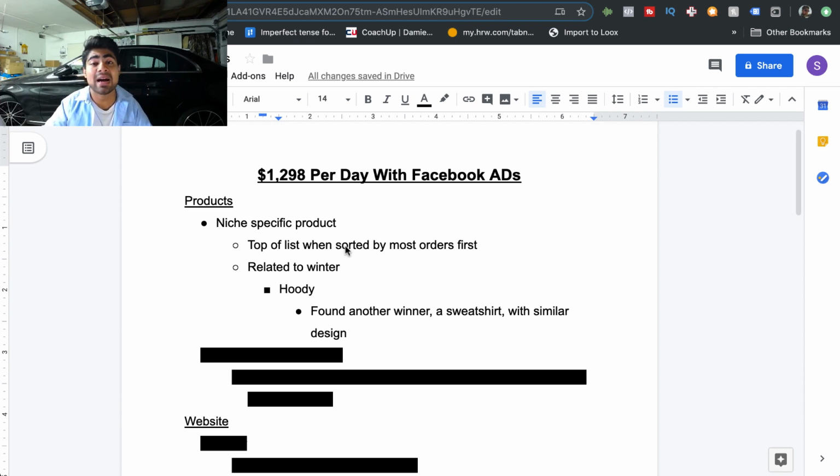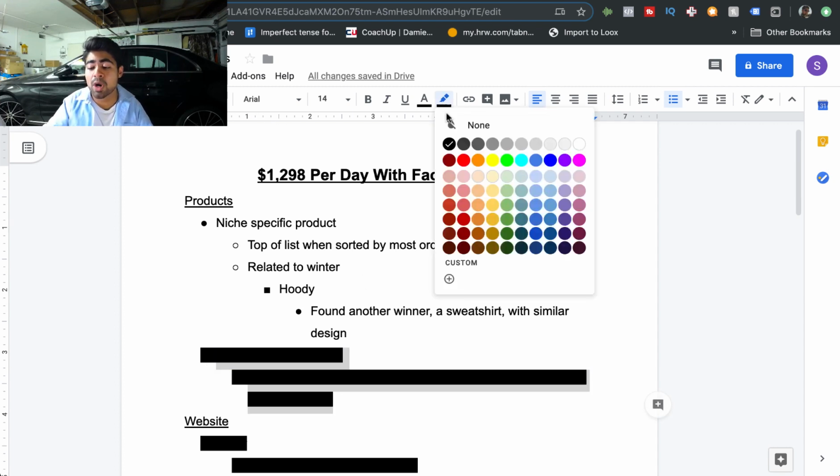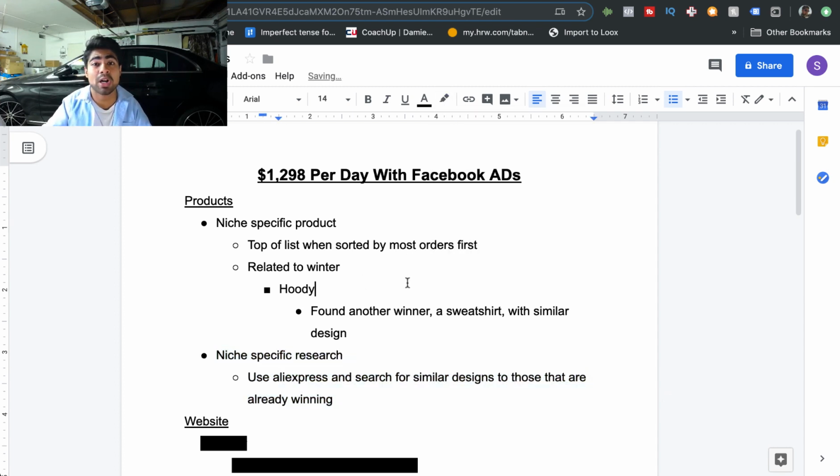But this is exactly how I structured my ads for the specific products and how I was able to find two winners. One was a very similar product to the first one, just a different kind of product. The first one was a hoodie, the second was a sweatshirt. But when it comes to researching niche related products, and again, this applies to you even if you're in a general store or running a one product store, using Aliexpress to research the products, specifically just typing in the keyword for your niche, is one of the best and easiest ways to find winning products.